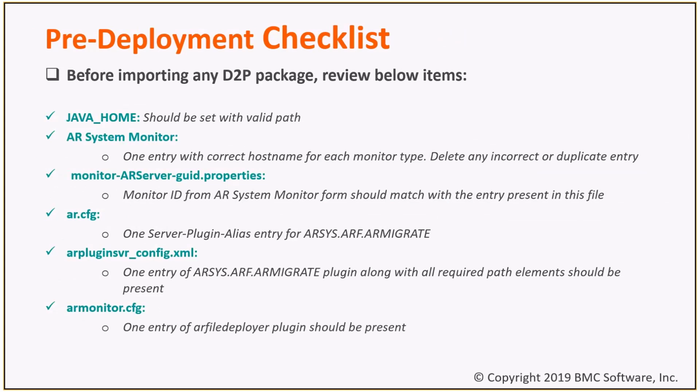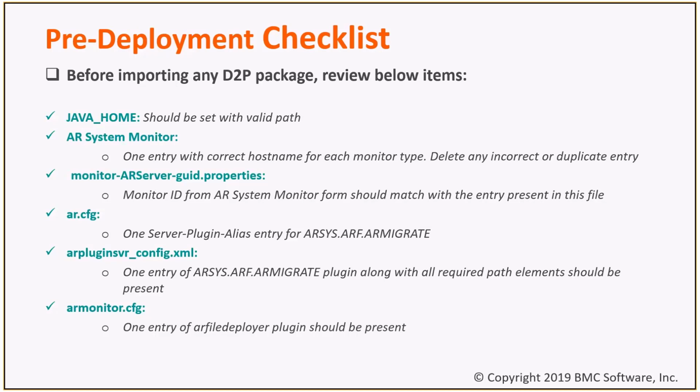Let's go through our pre-deployment checklist. Before importing any D2P package, we should follow and review the below items. First will be java_home, which needs to be set to a valid Java path. Then our AR System Monitor form. This should have one entry with the correct host name for each monitor type. We should take care of deleting any incorrect or duplicate entries. Next, monitor-AR server-GUID.properties. The monitor ID from the AR System Monitor form should match the entry present in this file.